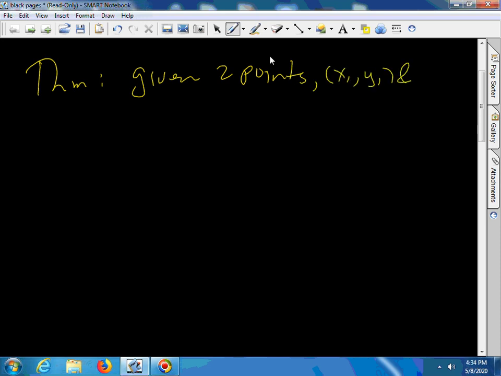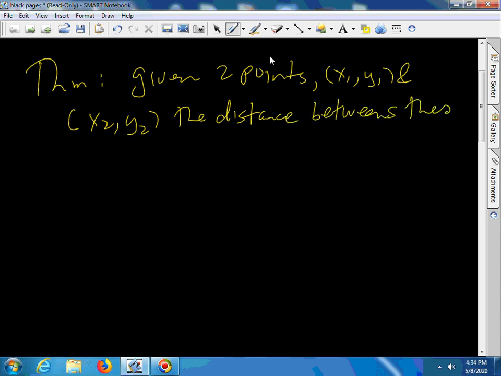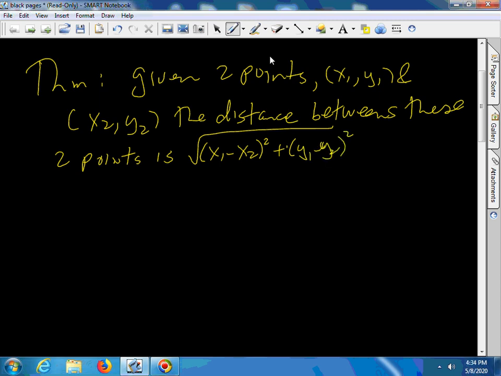We're going to prove the distance formula. Theorem: given 2 points, x1, y1, and x2, y2, the distance between these 2 points is the square root of x1 minus x2 squared plus y1 minus y2 squared.